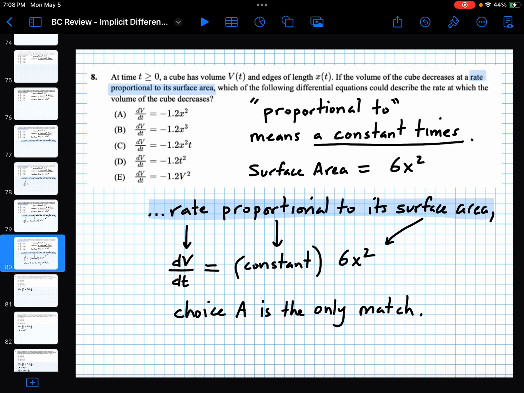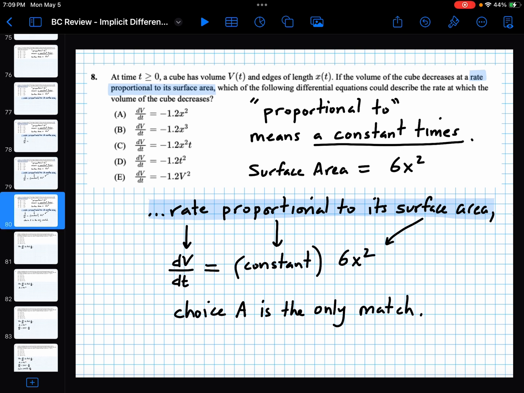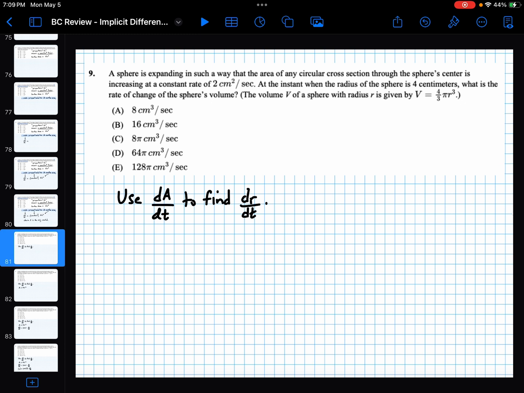So choice A is the only match for this question. It's the only one that has a dv dt equal to some constant times an x squared. So choice A. This one actually turns out to be a pretty quick question if you know what proportional to means and you know it has to be in terms of x squared. All right, moving on to question 9.